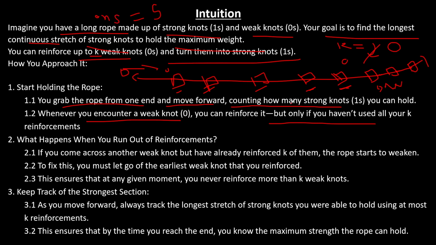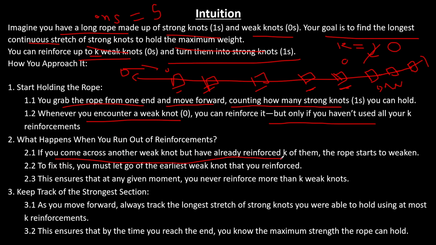Now you know that the rope is not only of 5 knots, it is of 100 knots. And you have used all of your K reinforcements. So what can you do? You can do one thing. You know that hundreds of knots are there, and we have used all of our weak knot transitions to strong. So what if we come to the weak knots and reduce our use of K? What I'm trying to say here is that I will push my hand.